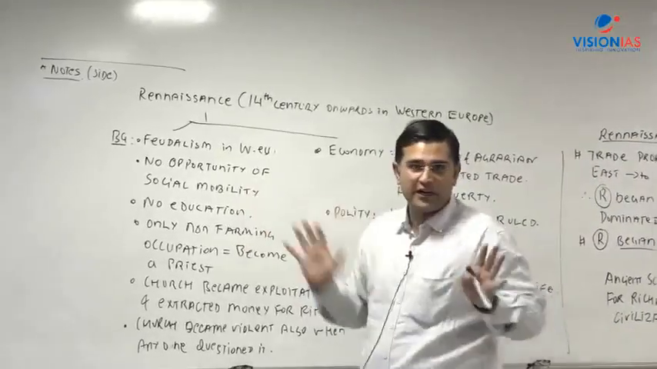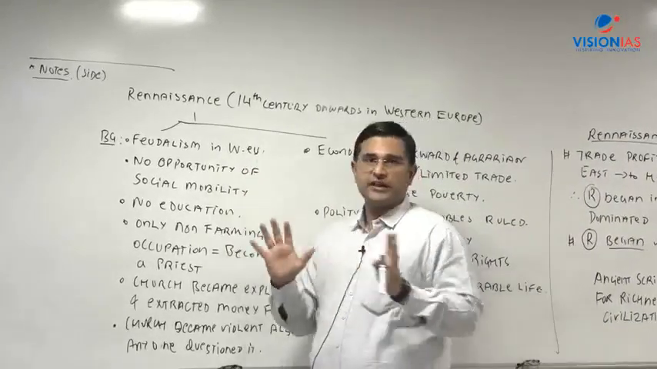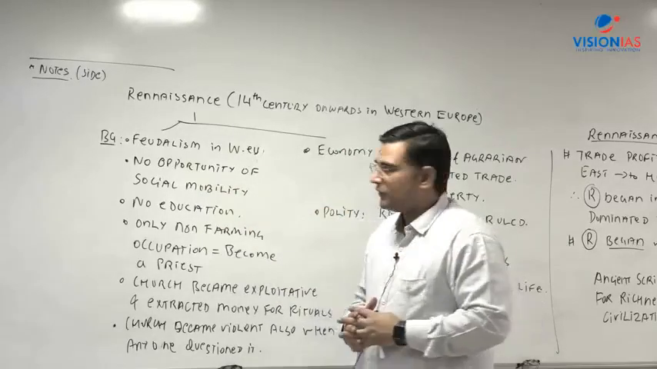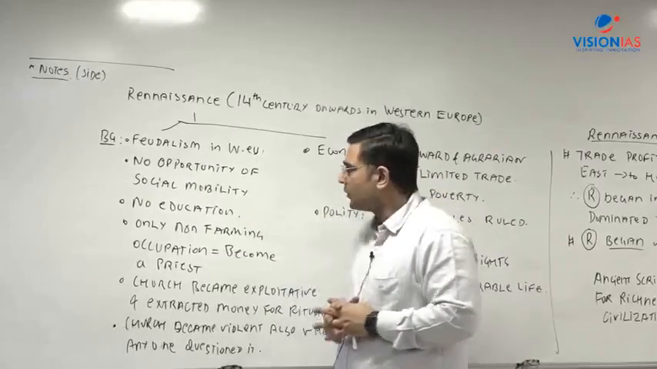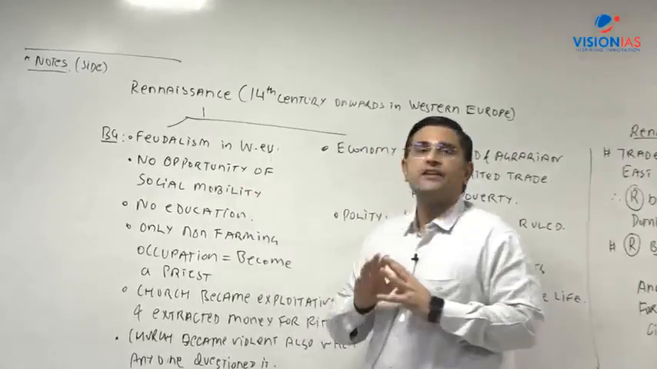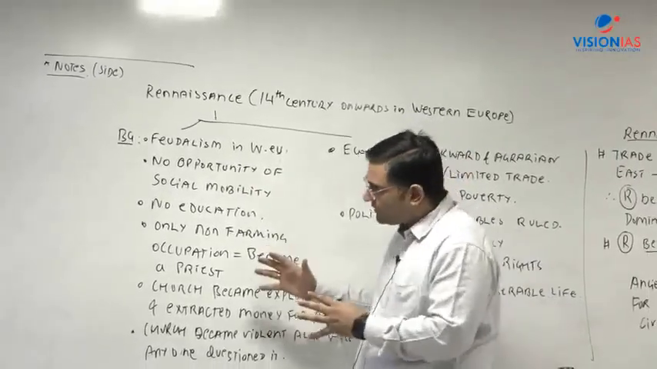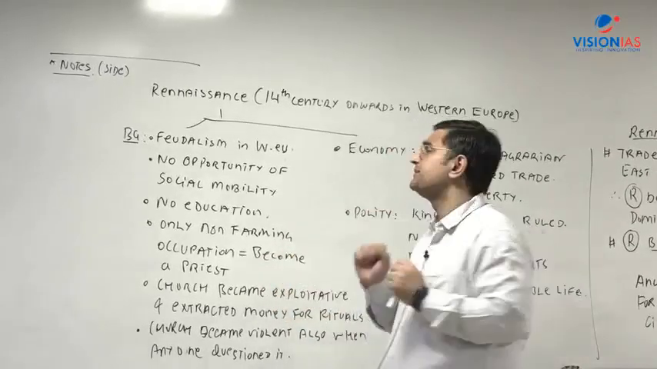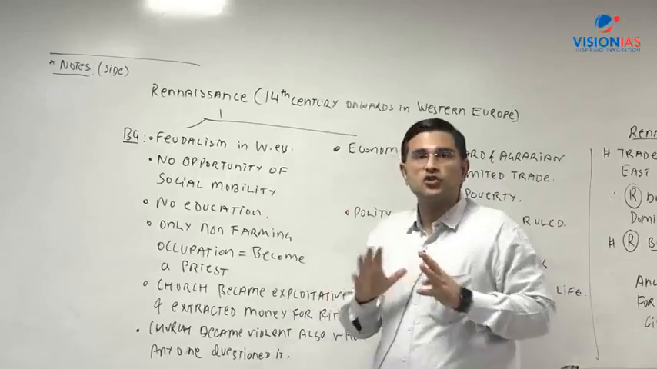Background is this, what kind of society it was. Feudalism was there in Western Europe, ठीक है, and like we have studied feudalism in case of France, so similarly feudalism was there in Western Europe. There was no opportunity of any social mobility. Matlab, when we discuss France, we are in 1789, some trade is happening, but here we are discussing 1300s. So there was no opportunity of any social mobility.